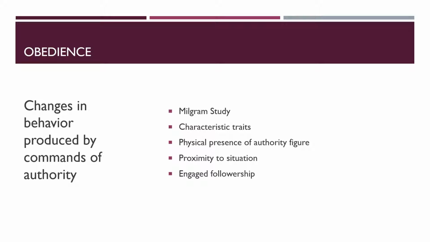One of the explanations that is given for why obedience may occur is engaged followership. And it might explain it because people want to help the authority figure or the situation, so they may be obedient to help that.